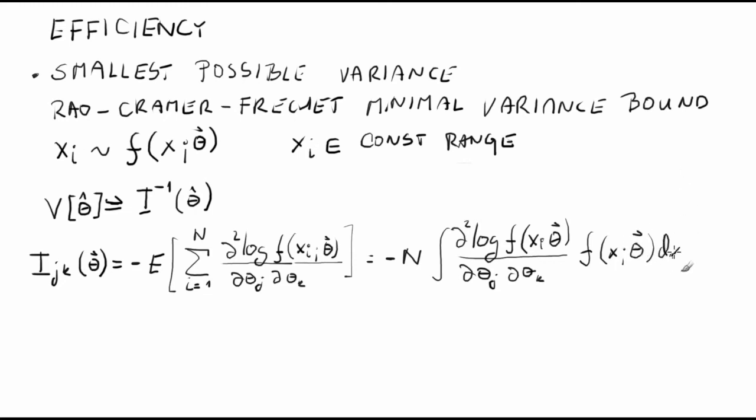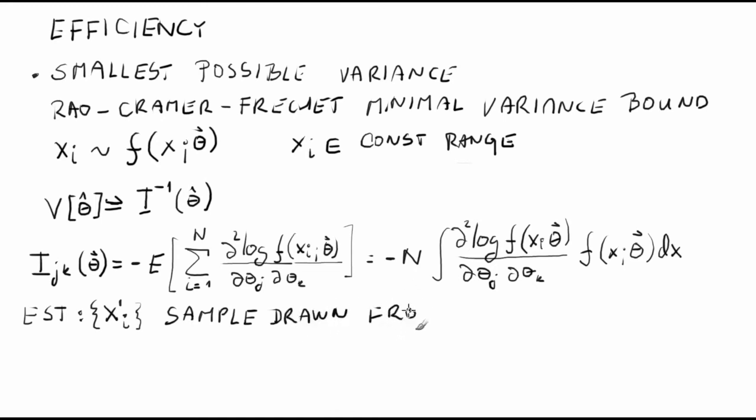For this reason, there is a very common estimation that is very fast to evaluate. Let's say that we have a concrete set of values that were drawn from our PDF. In other words, we have a sample of values x prime i. Usually, these values are results of our measurement or come from the Monte Carlo simulation. Then we can estimate the information matrix by replacing the integral by the arithmetic mean over our sample.